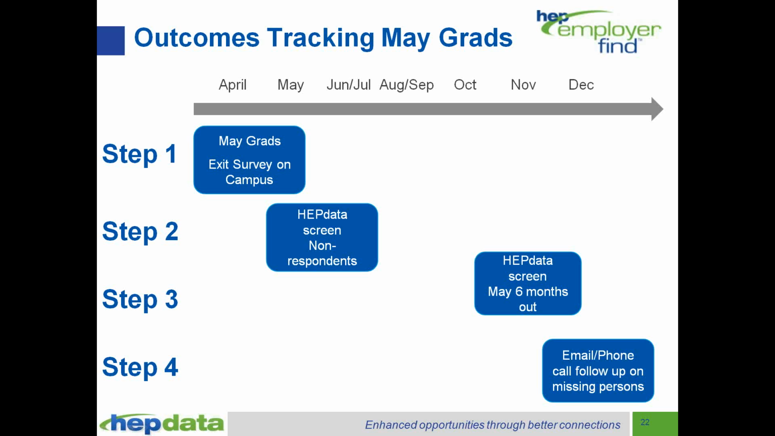We also recommend rescreening it 6 months out. In this process, the ones that you don't have data on, give that to us. Then if we can find them on LinkedIn, then when you have step 4, which is an email or phone campaign to try and follow up on missing persons, hopefully we'll be able to knock out a lot of that list for you.